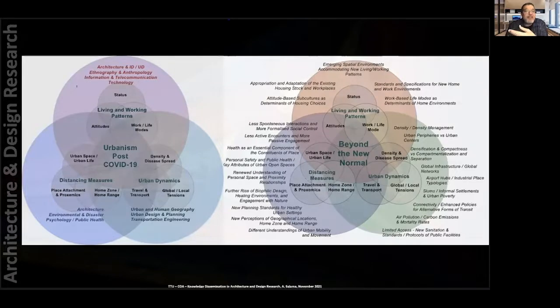Disaster psychology, environmental psychology, and how this overlaps with architecture when we try to look at distancing measures and other disciplines. So this is just an idea of how transdisciplinary work would be conceived as part of what we do.